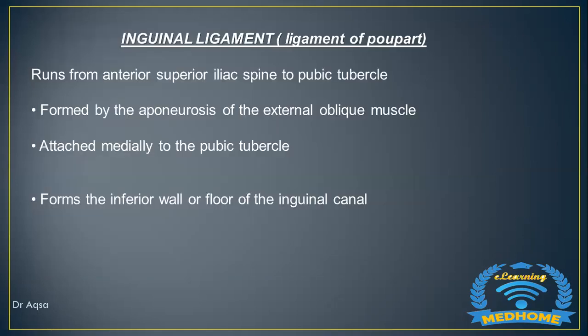So I'll just quickly revise what the inguinal ligament is. The inguinal ligament is a part of the inguinal region which is extending from the anterior superior iliac spine to the pubic tubercle. It is formed by the aponeurosis of the external oblique muscle. Medially, this ligament is attached to the pubic tubercle, and it forms the floor or the inferior wall of the inguinal canal.